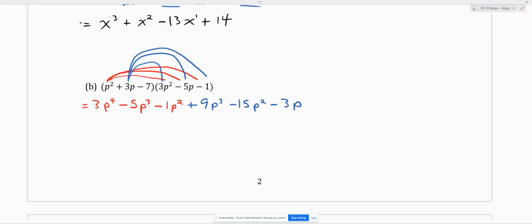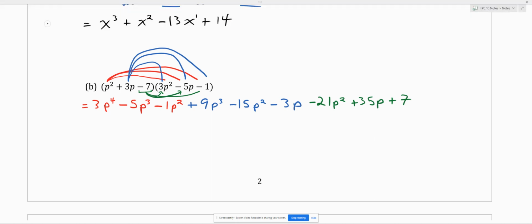One more to go. Let's switch to green. I'm going to be taking my negative 7 now and multiplying it with 3p squared. That's going to give me negative 21p squared. Then negative 7 times negative 5p is going to give me positive 35p. And negative 7 times negative 1 is going to give me positive 7. That's my constant. So let's be really careful working our way across here.